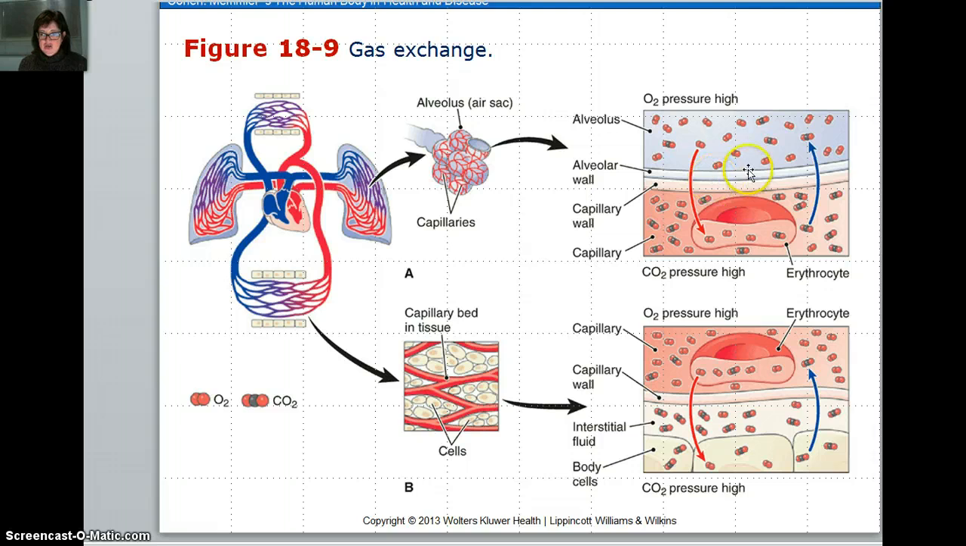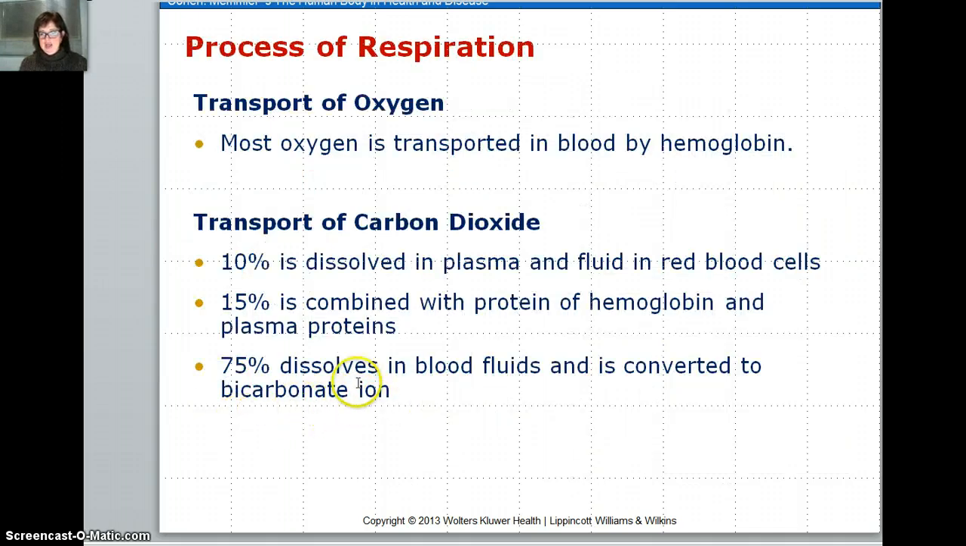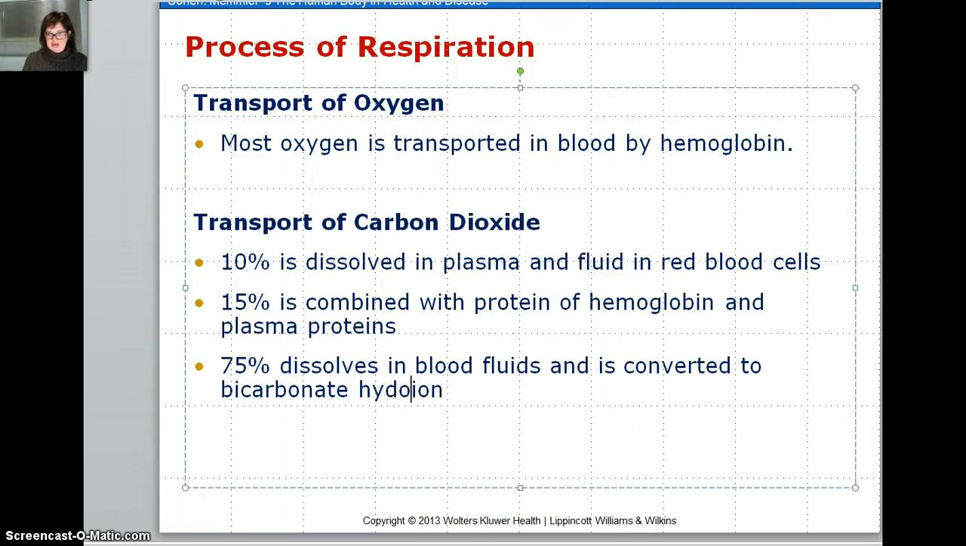The largest concentration of carbon dioxide is carried as the bicarbonate ion, or in our country, we call it hydrogen carbonate ion. Bicarbonate ion is more of an American term. Hydrogen carbonate is what you will hear in your chem class. So the majority of your carbon dioxide is converted into a bicarbonate ion, and that bicarbonate ion is then charged and can float nicely in the blood.